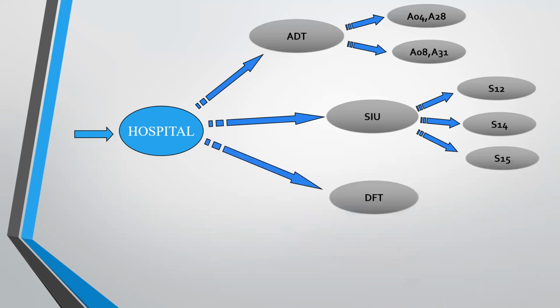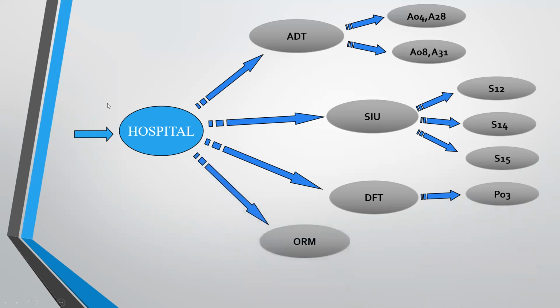Then we have DFT, which is detailed financial transaction, basically the charge related data. It has only one event, which is called P03. And then you have ORM, which is used for observation request message. Basically, what does it mean? The doctor is requesting an observation. That is why it is called an observation request message. Apparently, it's a lab order that the doctor is placing in the EHR system. It has one event called O01.